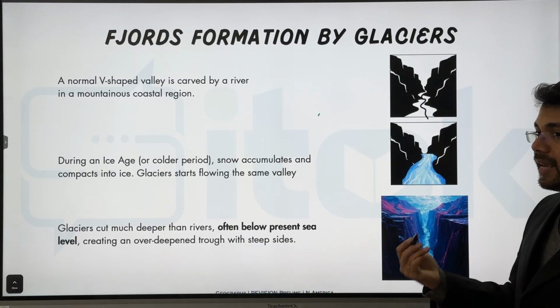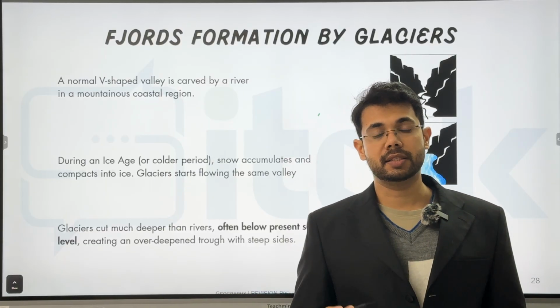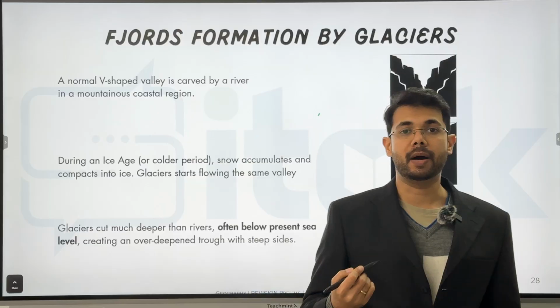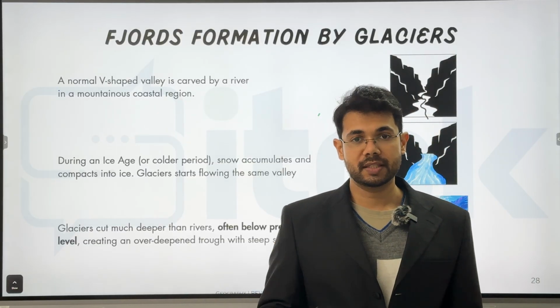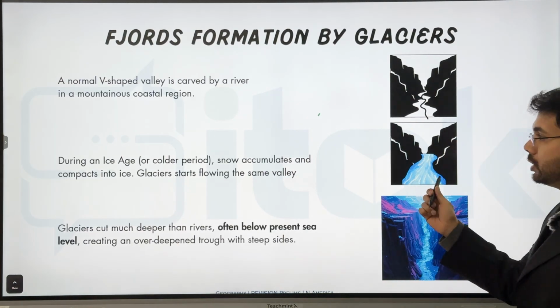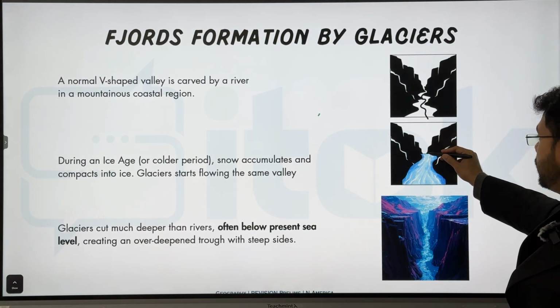So when the ice age comes, when temperatures drop significantly, then in those areas glaciers start coming. Now the river had already carved a path. So in this very same path, the glacier starts moving in that direction. During an ice age, snow accumulates and compacts into ice. Now the glacier is flowing in the same way.